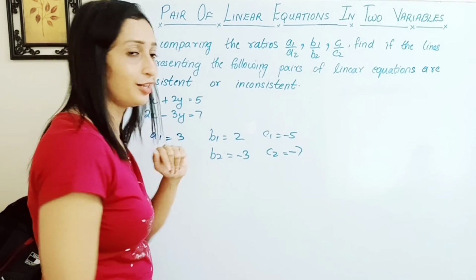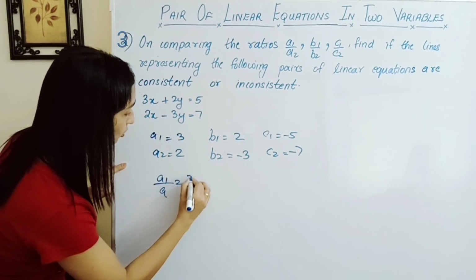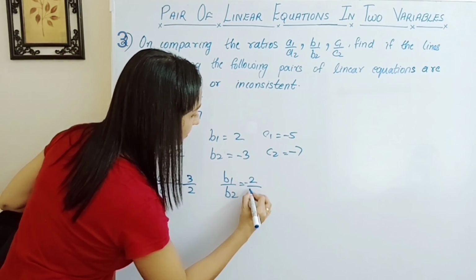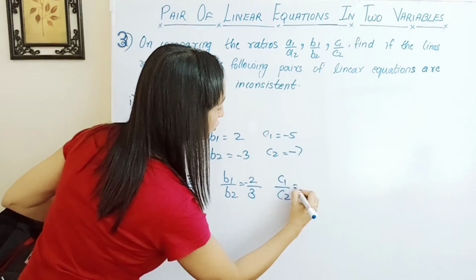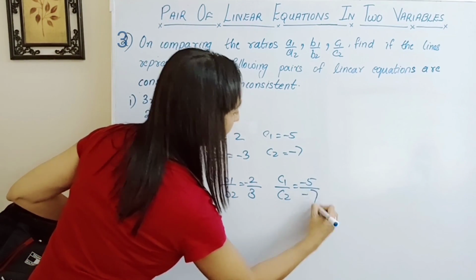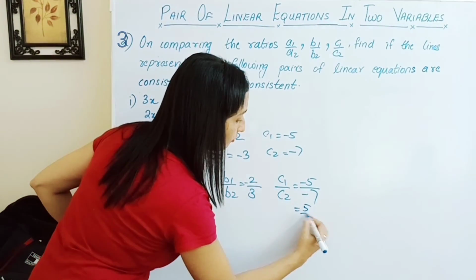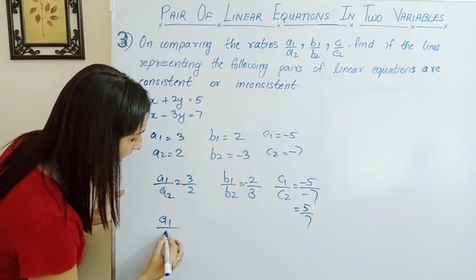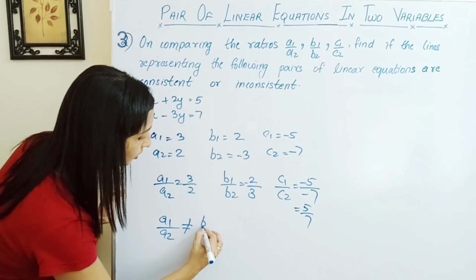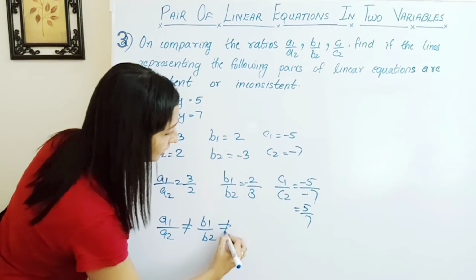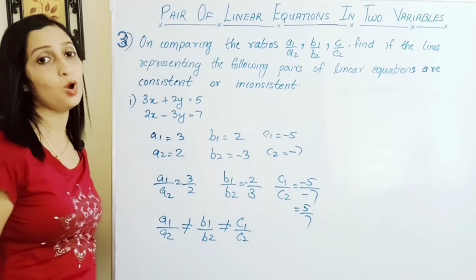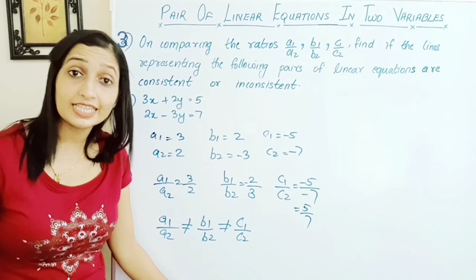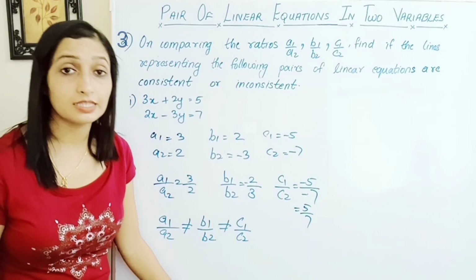Now let us find out our ratios. So a1 by a2 is equal to 3 by 2. b1 by b2 is equal to 2 by minus 3. And c1 by c2 equals minus 5 by minus 7. What does this become? This becomes 5 by 7. So now how do we compare the ratios? Here a1 by a2 is not equal to b1 by b2 is not equal to c1 by c2. What does this mean? This shows that the given pair of linear equations is intersecting and hence it is consistent.